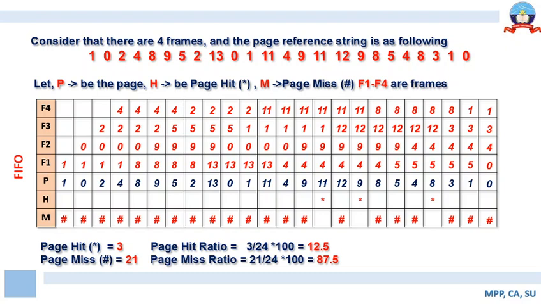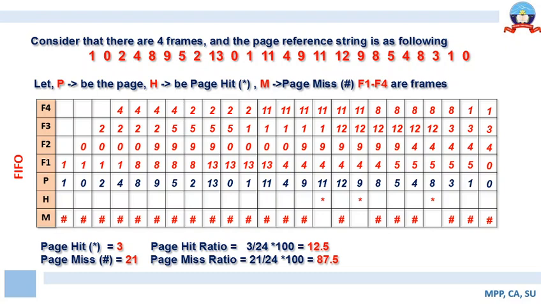So the page hit ratio is estimated as 3 by 24, because the total number of instances is 24. So it will be 3 by 24 into 100, which comes to around 12.5. And the page miss ratio is 21 by 24 into 100, which comes to around 87.5. So 12.5 plus 87.5 equates to 100. This is the way the ratios of hit and miss are expressed in case of first in, first out.